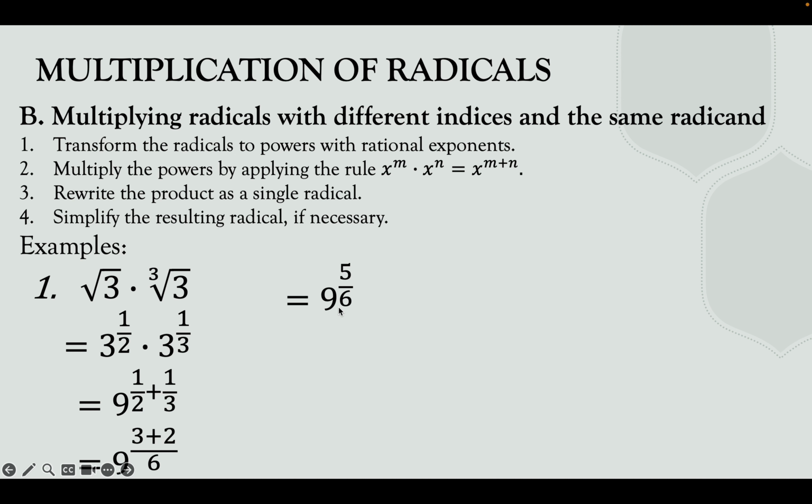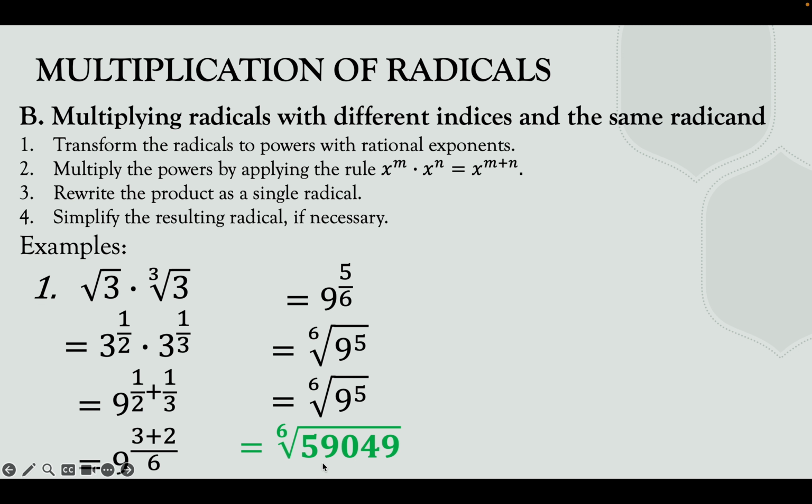So change this one into radical form now. So we have our denominator here of the exponent is our index, 6th root of 9, your base, and then your numerator will be your exponent, 9 raised to 5. So simplify 9 raised to 5. So we have 6th root of 59,049. So that is the final answer. If this one cannot be simplified, that's the final answer.